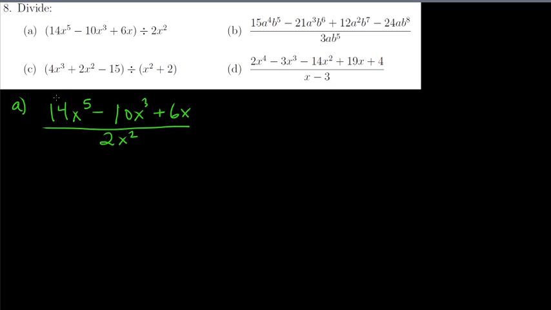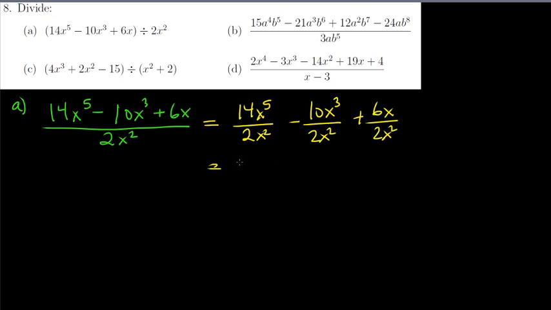Part A, we have 14x to the 5 minus 10x cubed plus 6x divided by 2x squared. So because we're dividing by a single term, a monomial, we can just split this up as 3 separate fractions. Just make sure you know when you're allowed to do that, because we're only dividing by just 2x squared, right?